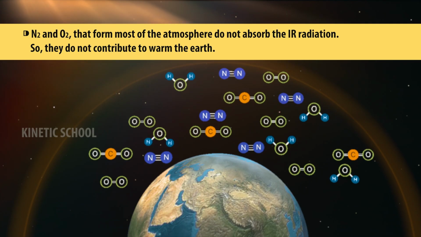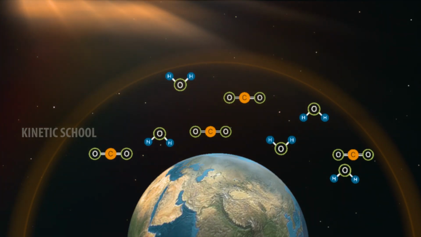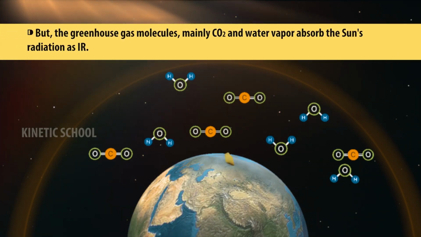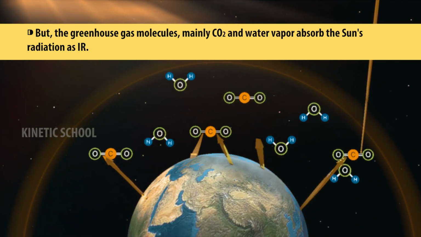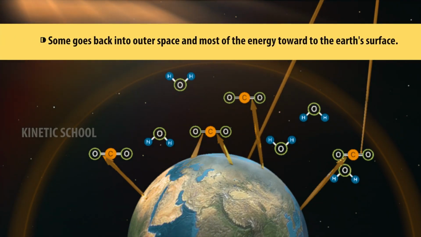Nitrogen and oxygen, which form most of the atmosphere, do not absorb the infrared radiation, so they do not contribute to warming the Earth. But the greenhouse gas molecules, mainly carbon dioxide and water vapor, absorb the radiation as infrared. Some goes back into outer space, and most of the energy goes toward the Earth's surface.